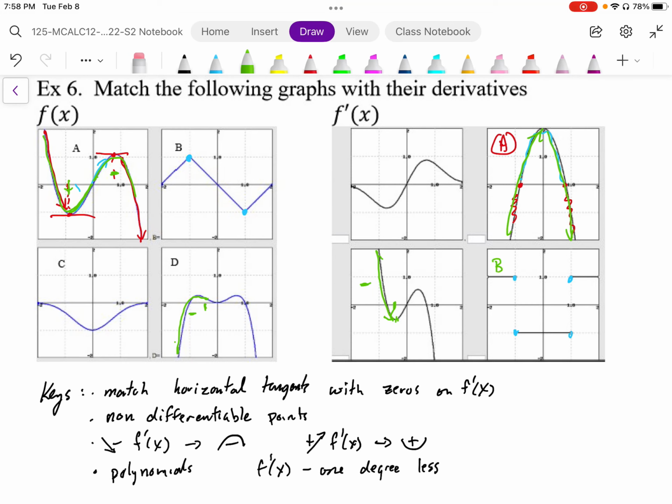For B, it matches up with this graph here. Okay, so we already talked about this issue of the fact that the non-differentiable points show up as undefined values on that derivative graph. We can check out our slopes here. We have positive slope, which means the derivative is positive and constant. Here we have positive slope, which means the derivative here is positive and constant. Here we have negative slope. The derivative is negative and constant because the slope value doesn't change. So this definitely is B.